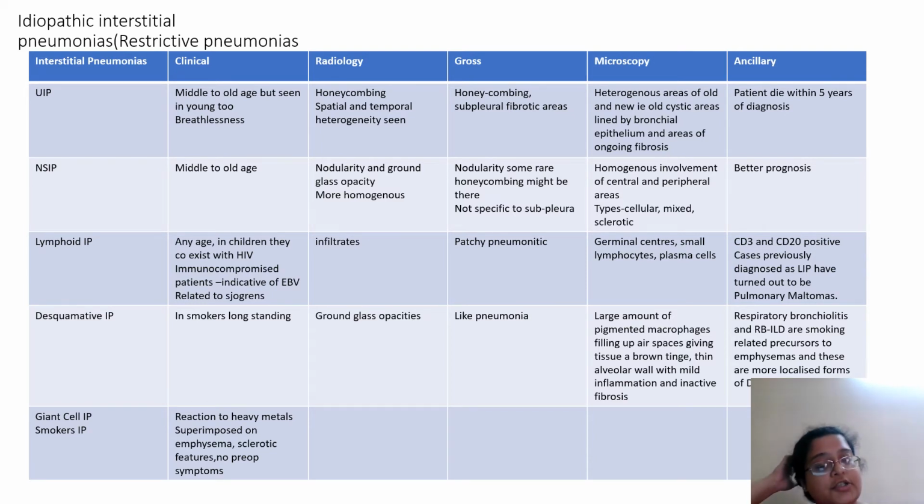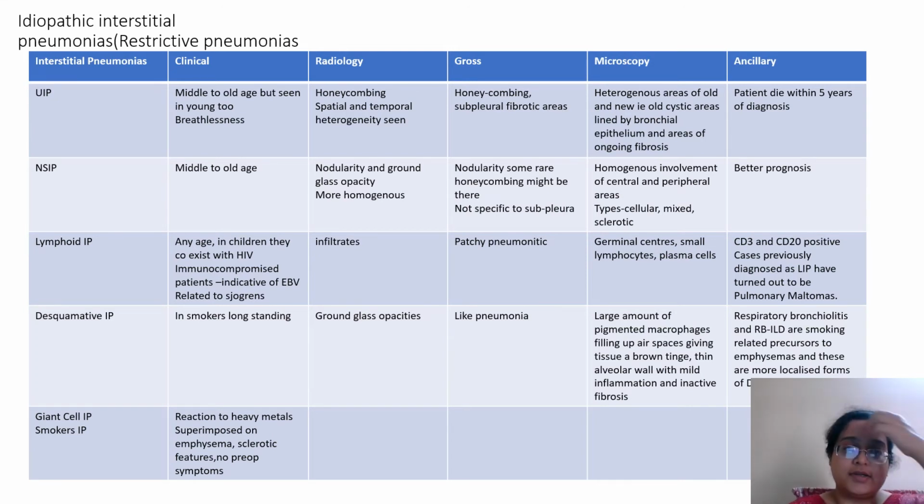So usual interstitial pneumonia, non-specific interstitial pneumonia, lymphoid interstitial pneumonia, desquamative, giant cell and smokers. You need to learn this by rote. This is important. It will be asked. So in UIP, it's middle age to old age, can be seen in young, and there's breathlessness. Again, NSIP is middle age to old age, lymphoid in any age.